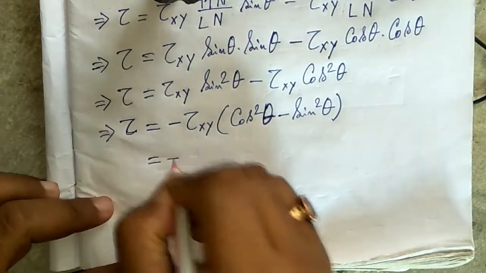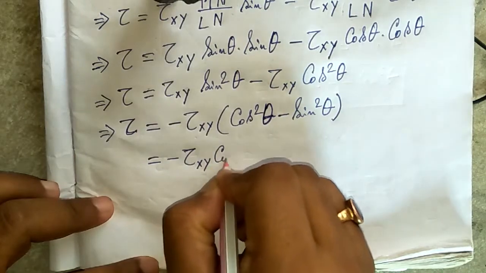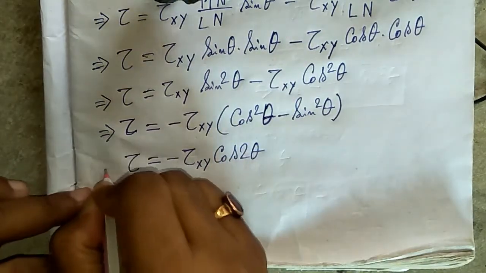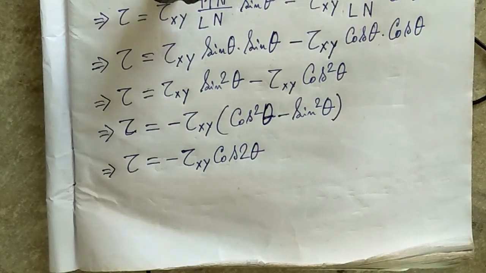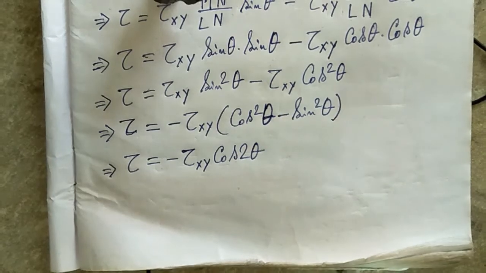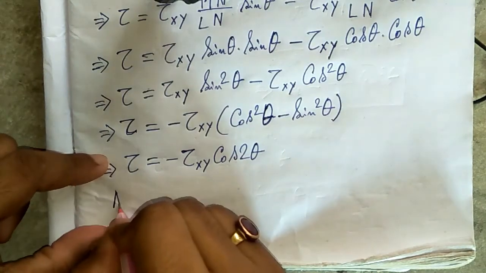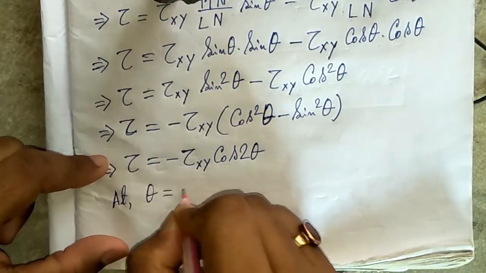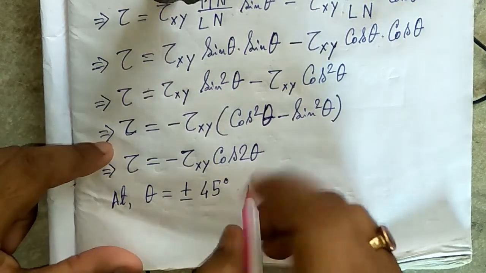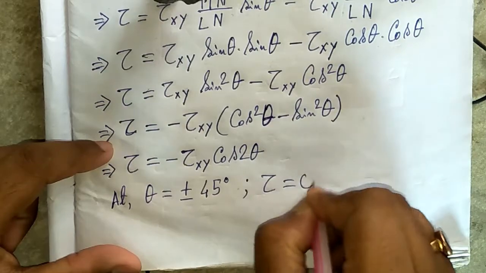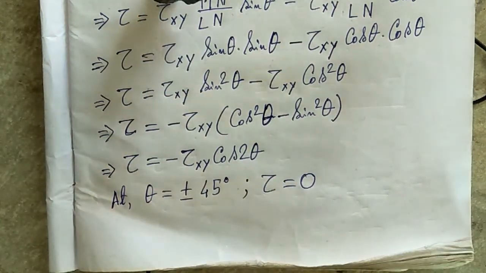So minus tau xy into cos 2 theta. So tau equals minus tau xy into cos 2 theta. So tau will be 0 when theta is plus or minus 45 degree. So at theta equals plus or minus 45 degree, the value of tau is equal to 0. Okay, so this is the stresses due to pure shearing.